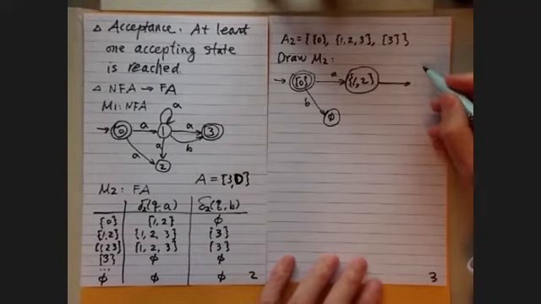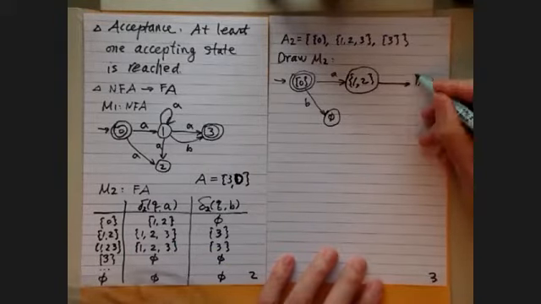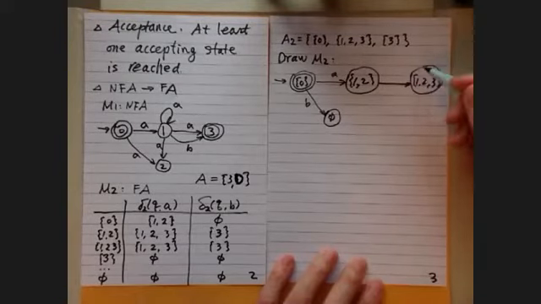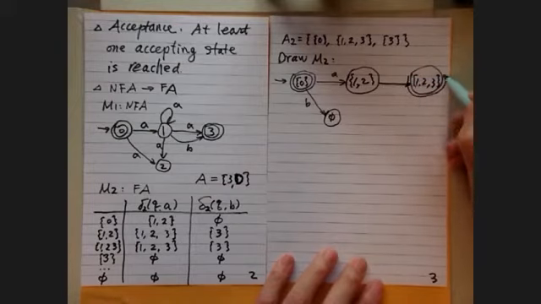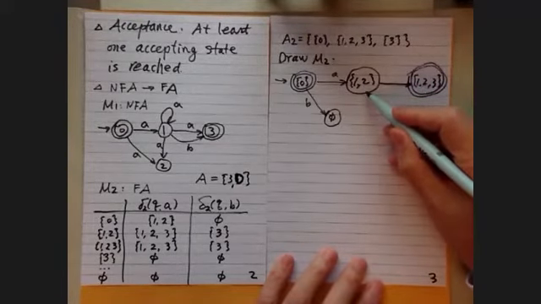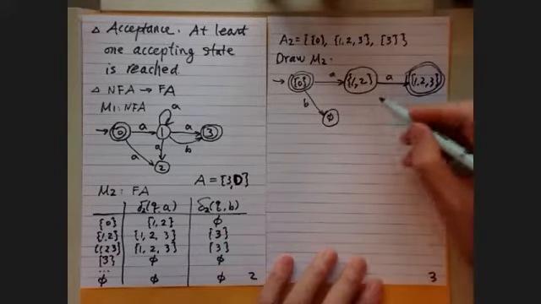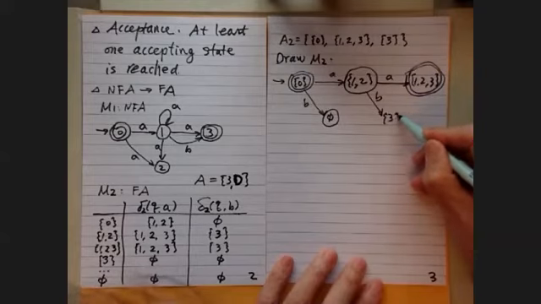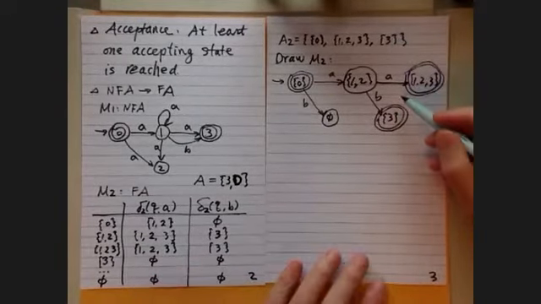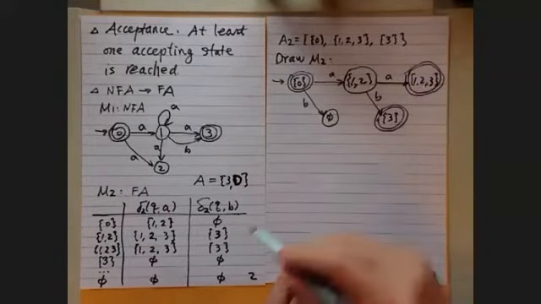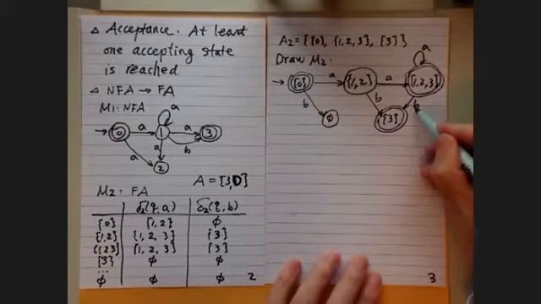Then from 1, 2 with A, I go to 1, 2, 3. That's my state, fatter because this is larger, but still a single label. This is considered one single label, and this is supposed to be a double circle. Now this one with B, I go to 3. That's a subset. Single circle or double circle? Double circle, because that's an accepting one. Then from 1, 2, 3, with A go to yourself, and with B go to 3. Do you see that?